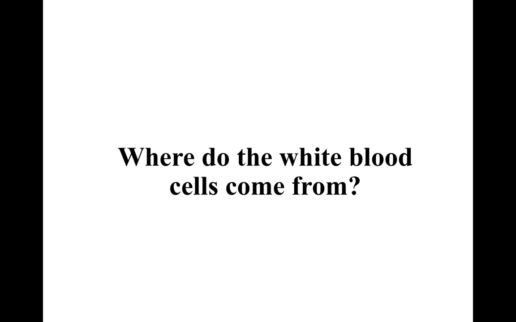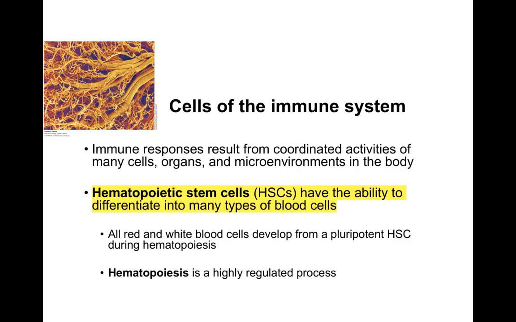Where do the white blood cells come from? So they come from the bone marrow, and they originate as hematopoietic stem cells. And the process of generating the red and the white blood cells is called hematopoiesis.